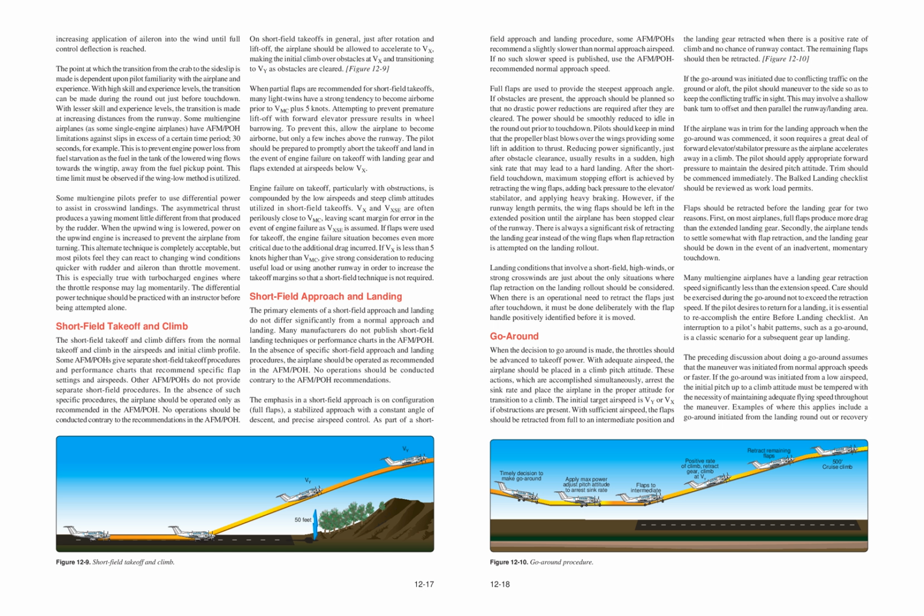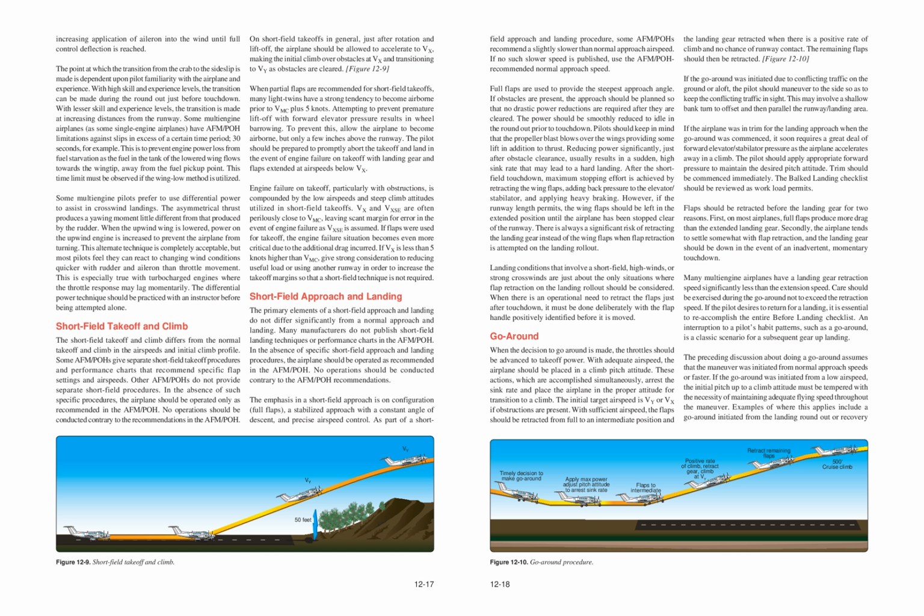However, if the runway length permits, the wing flaps should be left in the extended position until the airplane has been stopped clear of the runway. There is always a significant risk of retracting the landing gear instead of the wing flaps when flap retraction is attempted on the landing rollout. Landing conditions that involve a short field, high winds, or strong crosswinds are just about the only situations where flap retraction on the landing rollout should be considered. When there is an operational need to retract the flaps just after touchdown, it must be done deliberately with the flap handle positively identified before it is moved.